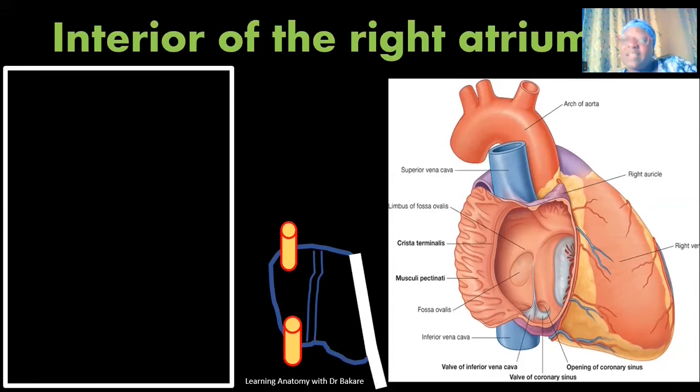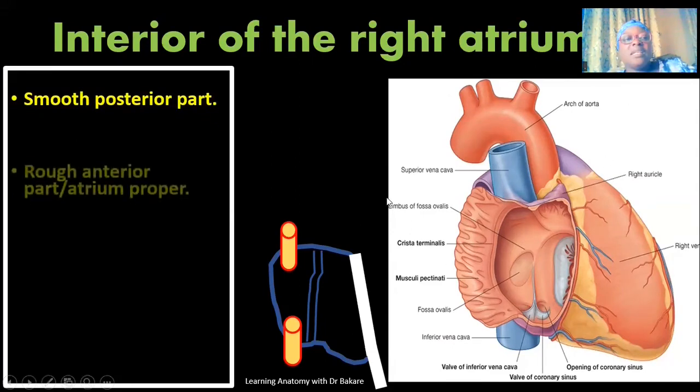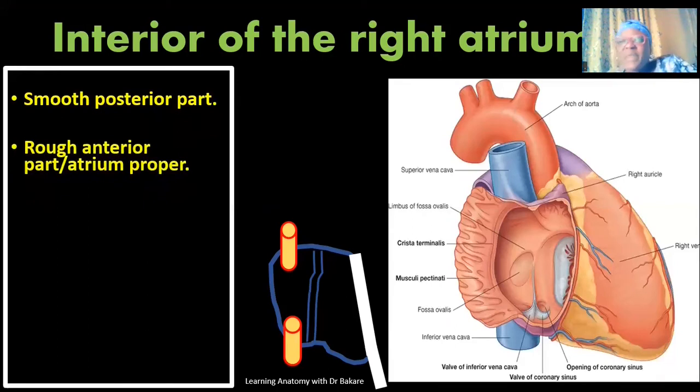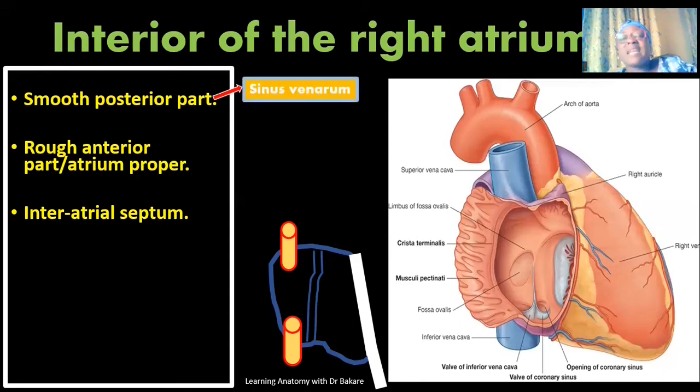For the interior of the right atrium, we have some specific features that we would be highlighting. But before we dive into this, let's try and subdivide the interior into the sub-regions that it is made up of. The first region is the smooth posterior part. Then we have the rough anterior part, which is also the atrium proper. Then we have the interatrial septum. If you look at the names of the three sub-regions, you will be able to establish where they are placed. For the smooth posterior part, it means it is located posteriorly and it presents a smooth configuration. So this is made up of the sinus venarum.